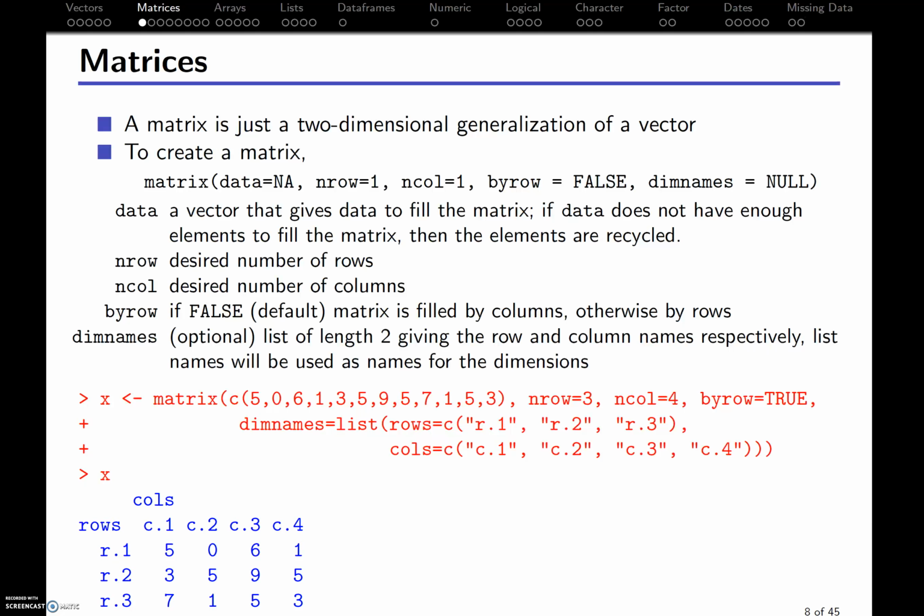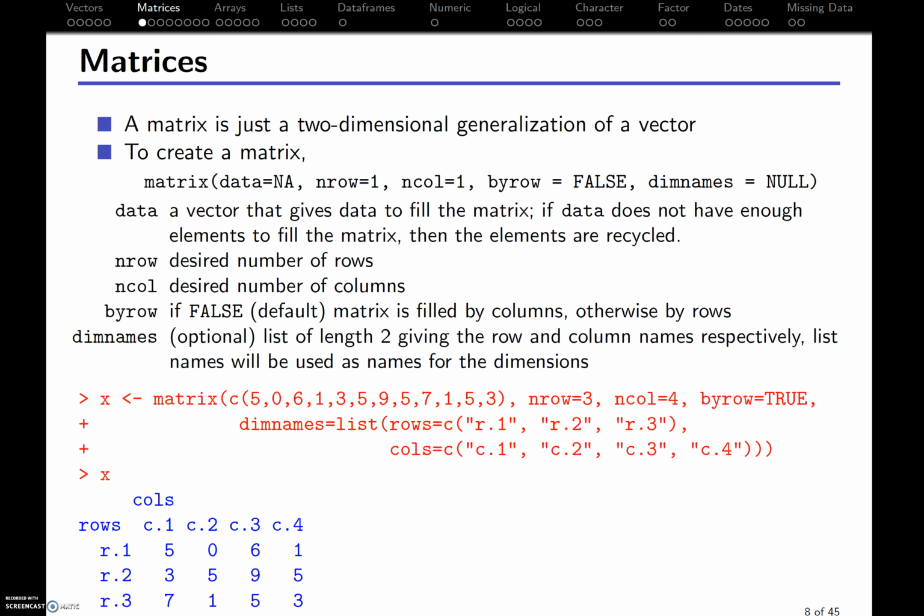So matrices are just a two-dimensional generalization of a vector. Here's a script command to create a matrix. You can enter the data, or you can just enter NA if you want to create a matrix structure to be filled in later. You can specify the number of rows, the number of columns, and whether the data gets entered by row or by column. The default is by column. And finally, the row and column names, if so chosen.